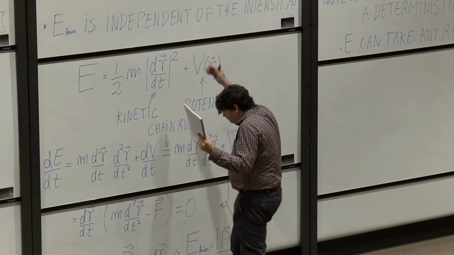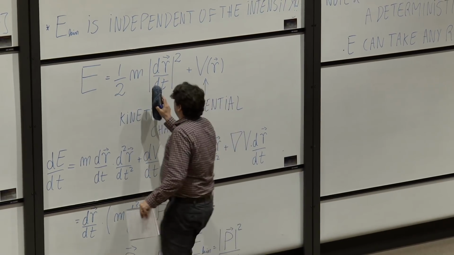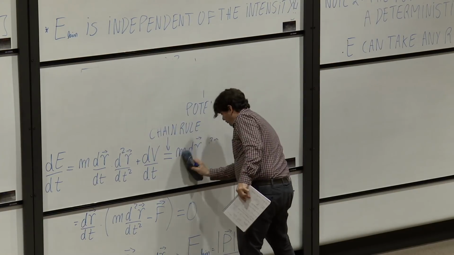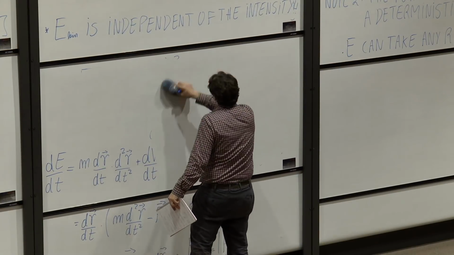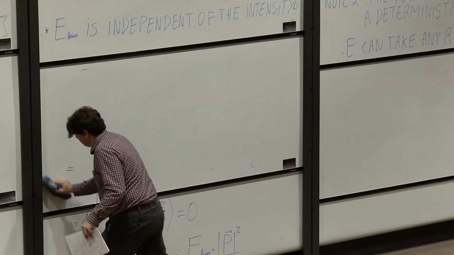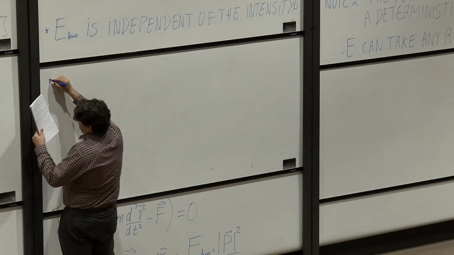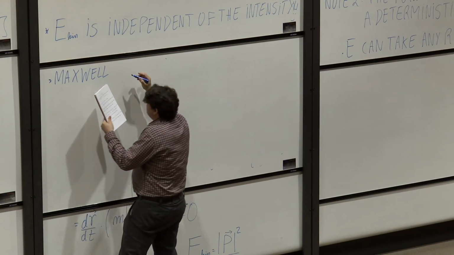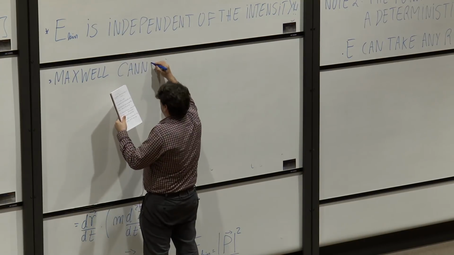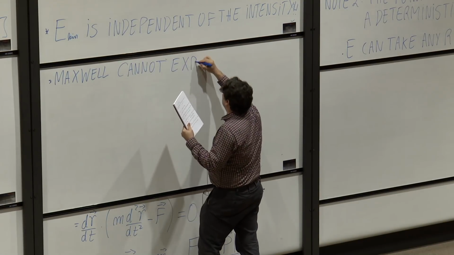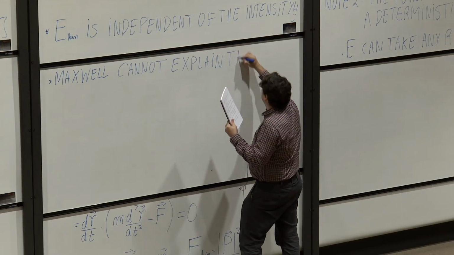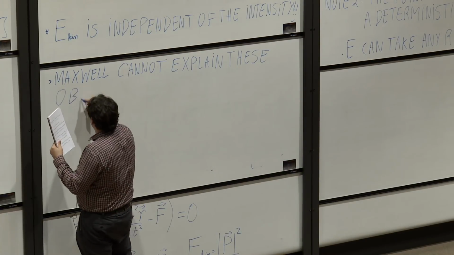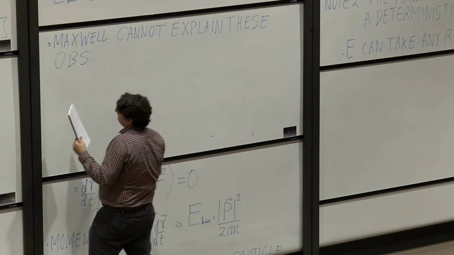And actually, if you have a look at the classical theory of Maxwell, that was the accepted theory of light and electromagnetism, Maxwell cannot explain these observations. Crazy, these observations. Then came along Einstein.